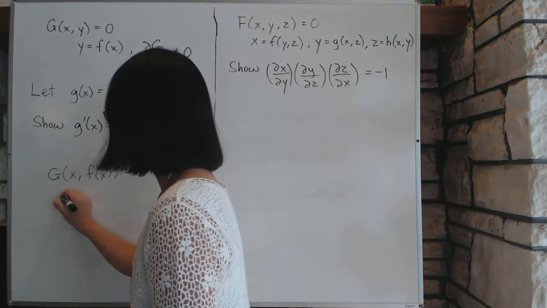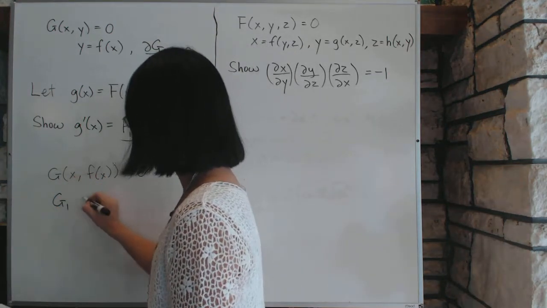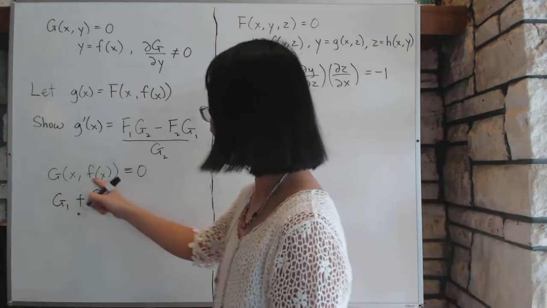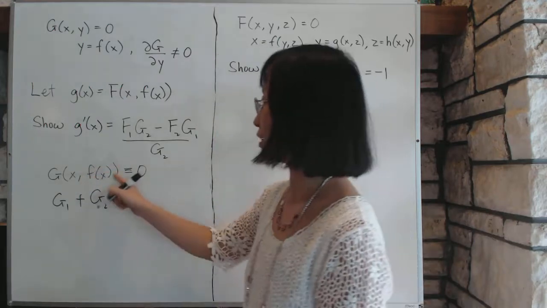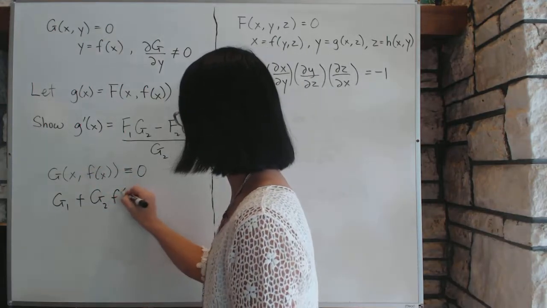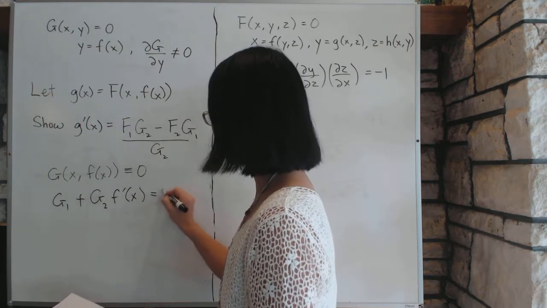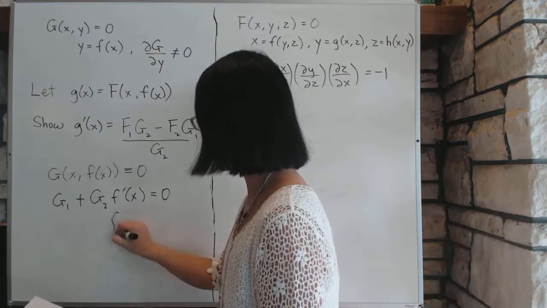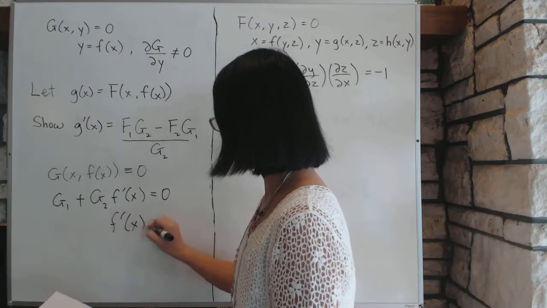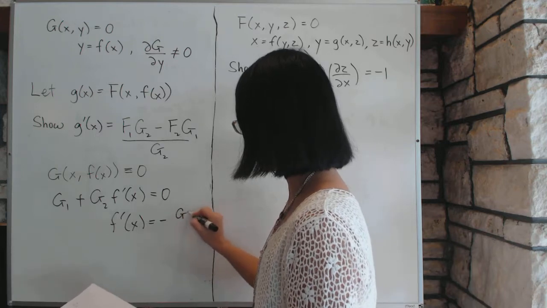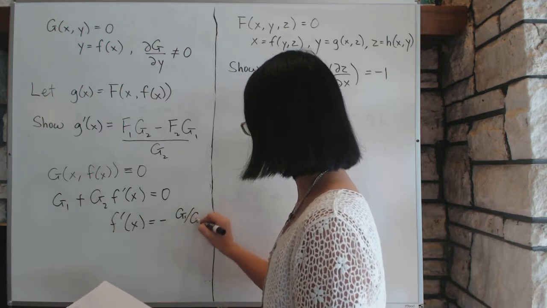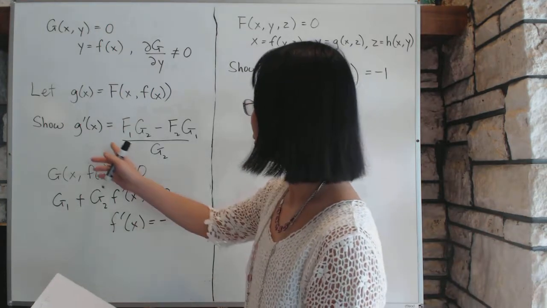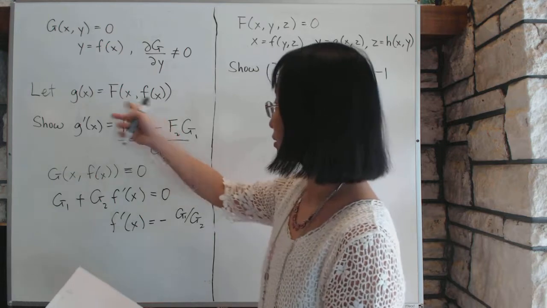So we have g1, that's with respect to the first position, plus g2 with respect to the second position, and then you have to take the derivative of the inside, the composite rule. So f prime of x, that equals 0. Which simply means that f prime of x equals negative g1 over g2.